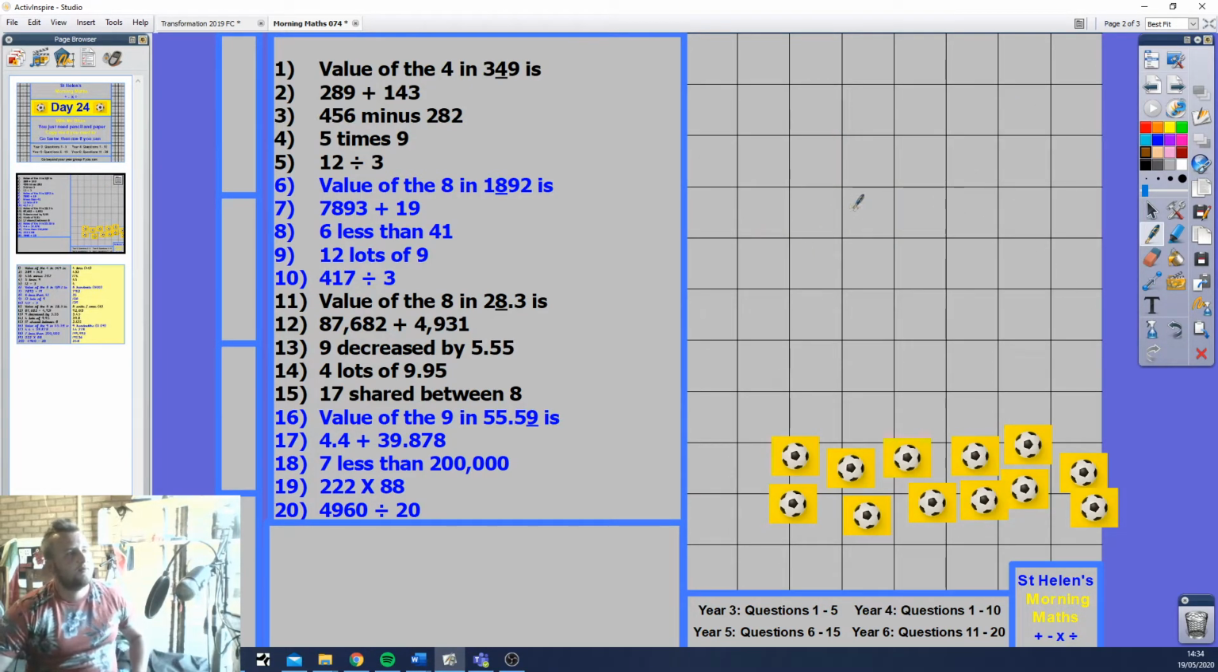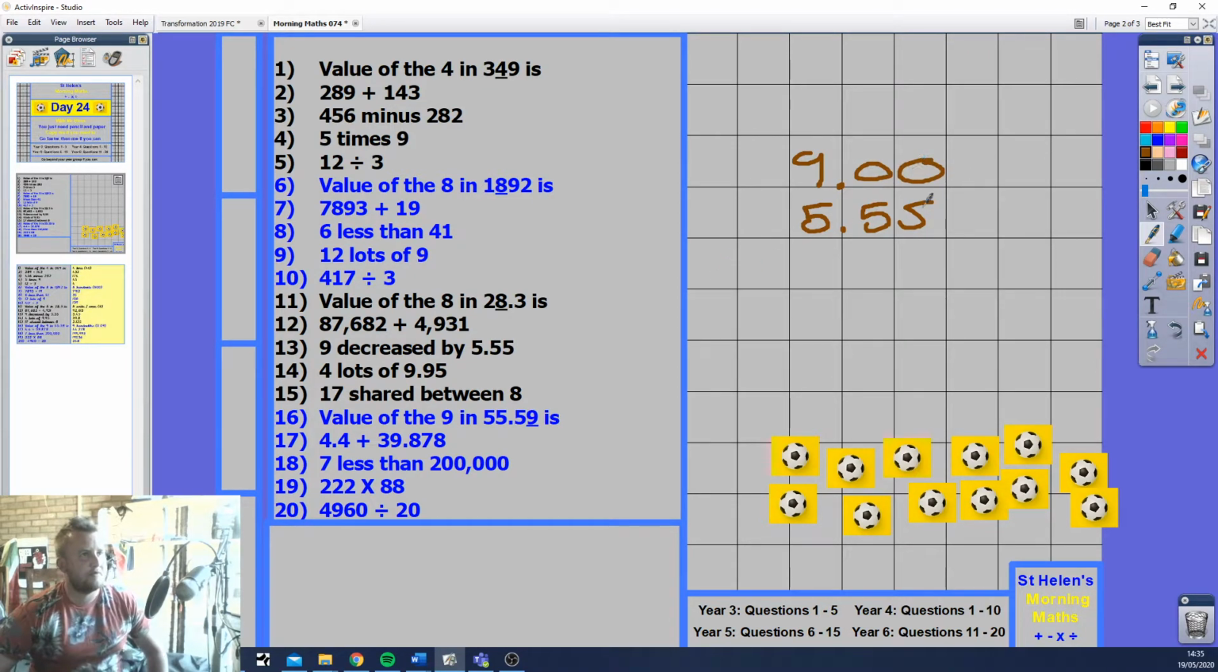9 decreased by 5.55. Oh, I like this question a lot. Because you have to write 9 now with 2 decimal places. Why? Because if I write here 5.55, you're going to end up putting the 5.55 in the wrong places. So you don't understand what you need to be subtracting if you don't have any placeholders in there. Placeholders are zeros that are not going to be affecting the value of any number. If I put a 0 there after that decimal, is 9 going to change? No. What it does, though, is it gives us a number for each value in each column.